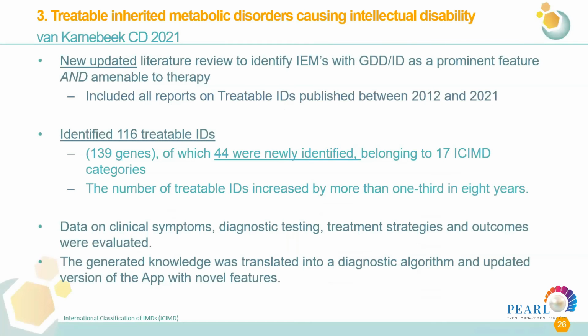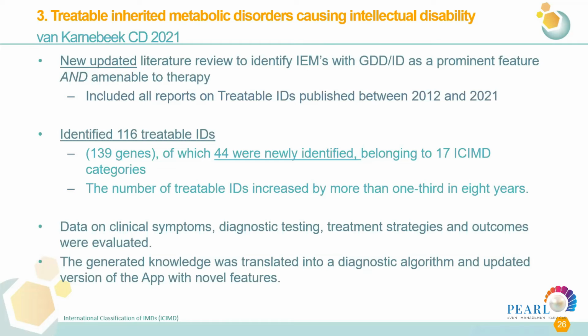So the third paper is actually 9 years after the initial one. This is in 2021. They updated the literature review, again including all the reports on treatable intellectual disability published from 2012 to 2021. They increased the number of treatable intellectual disability disorders to 116. So the number of disorders increased by more than 1/3 in 8 years.